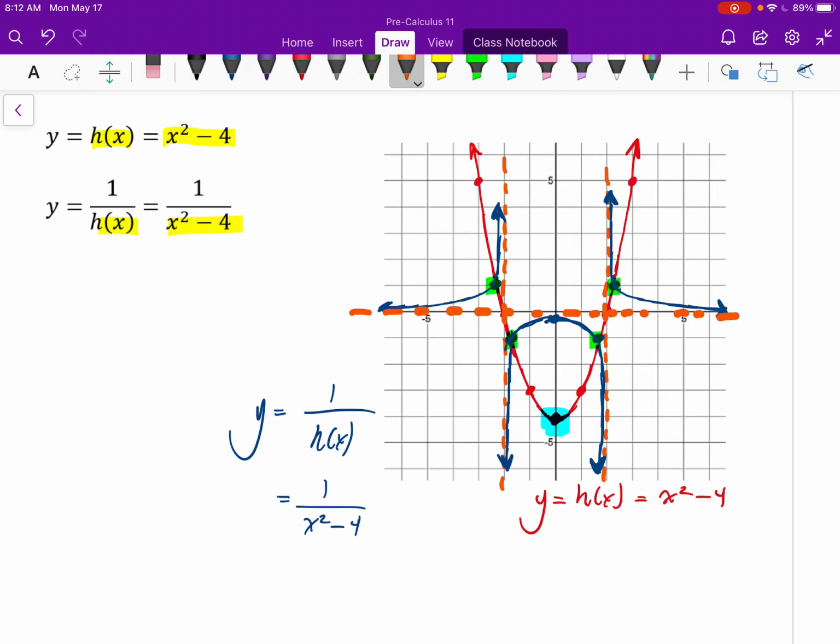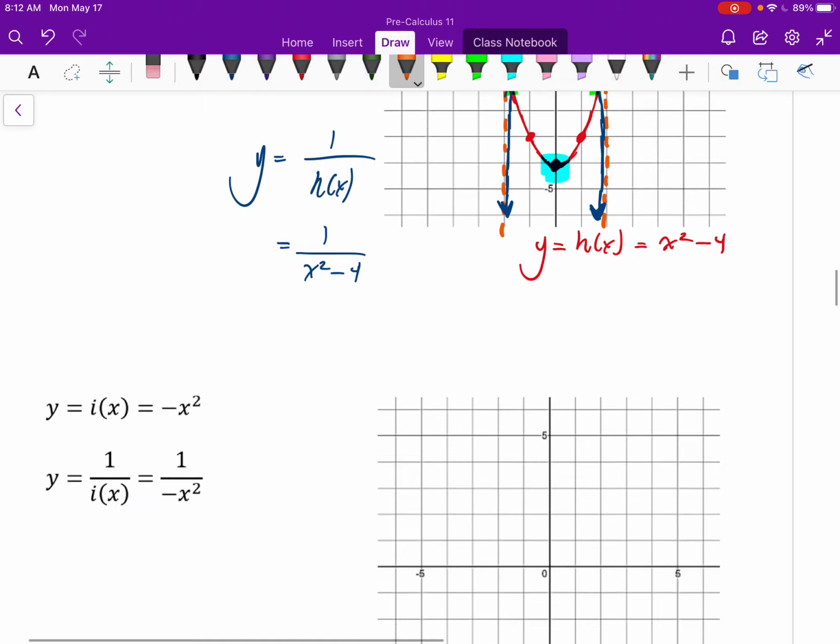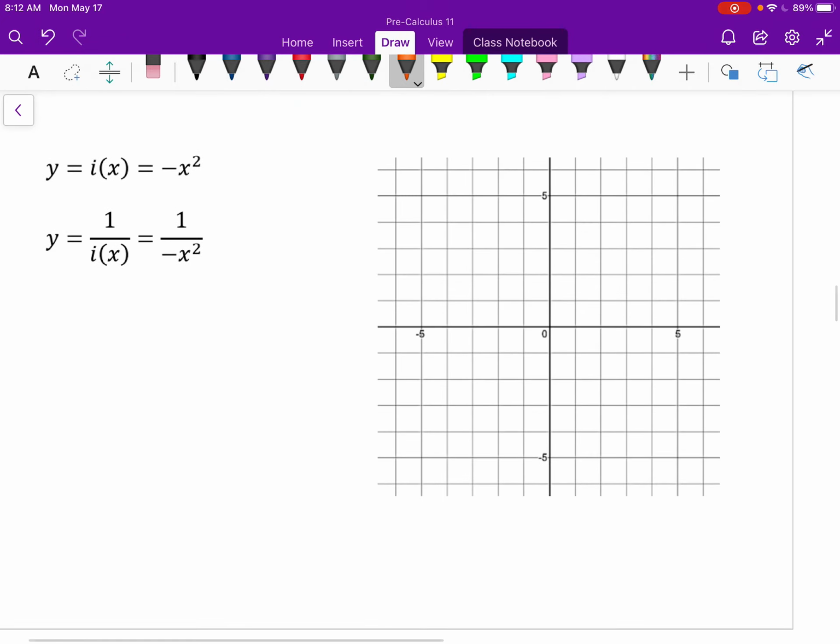Yeah, a lot of stuff going on there. Maybe this will be simpler. Just negative x squared. So I'm going to sketch that. It has a vertex at 0, but opens down. So I can show these 5 points quite quickly.